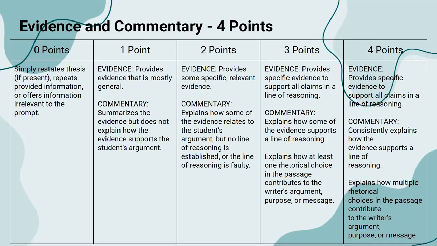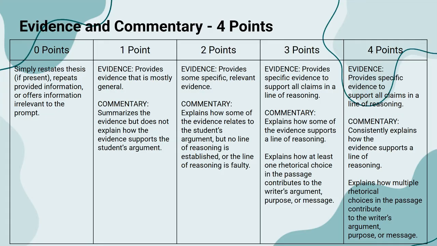So for 4 points, evidence provides specific evidence that supports all claims and lines of reasoning. So perfect evidence. Commentary consistently explains how the evidence supports a line of reasoning. So perfect commentary, and explains how multiple rhetorical choices in the passage contribute to the writer's argument, purpose, or message. So for 3 points, you only need one choice. For 4 points, you need multiple choices. So you'll notice from 2, 3 to 4, it's a lot more challenging to build up those points. I'll say most writers should get a 2.